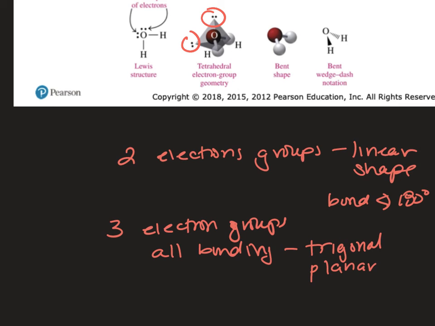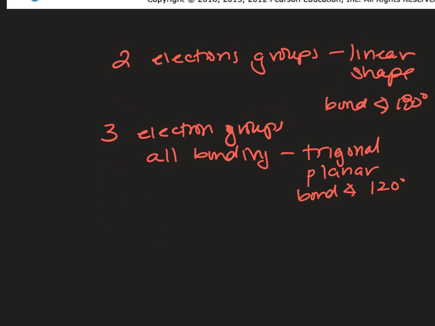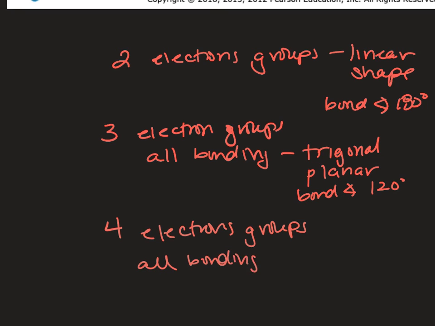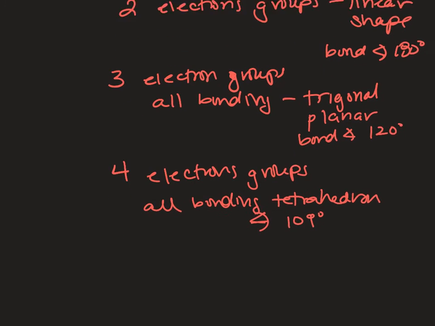And the bond angle is 120 degrees. When you have four electron groups, all are bonding, you have a tetrahedral shape, and the bond angle is 109 degrees.